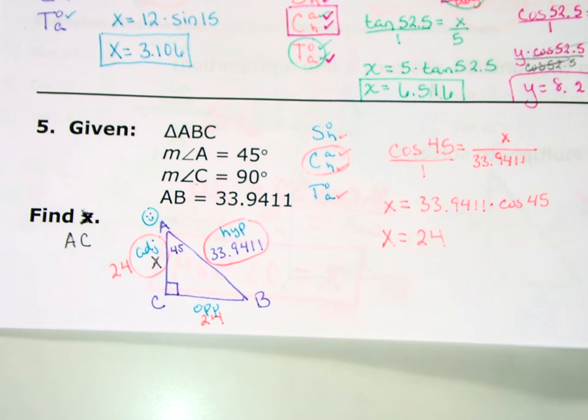So sometimes there's more than one way to do a problem. A lot of times in the trig unit you'll get 45, 45, 90 triangles and 30, 60, 90 triangles. And if you remember the patterns and you don't want to do the trig, you can always just apply the pattern. That works as well.